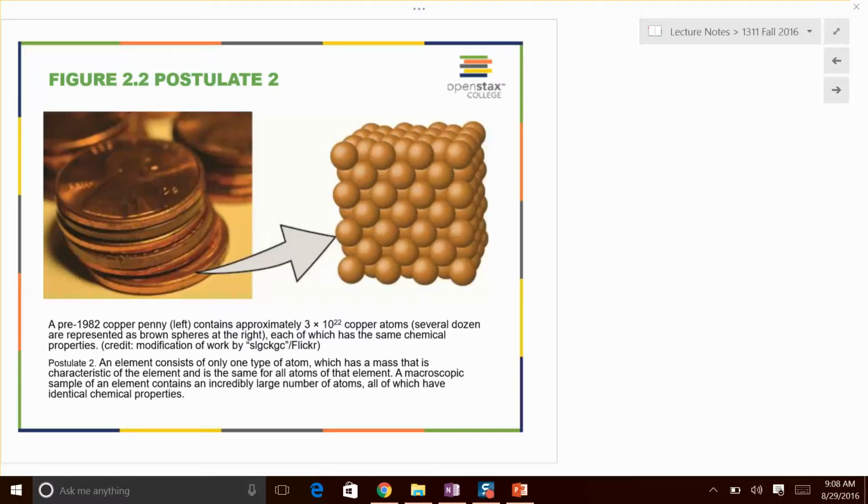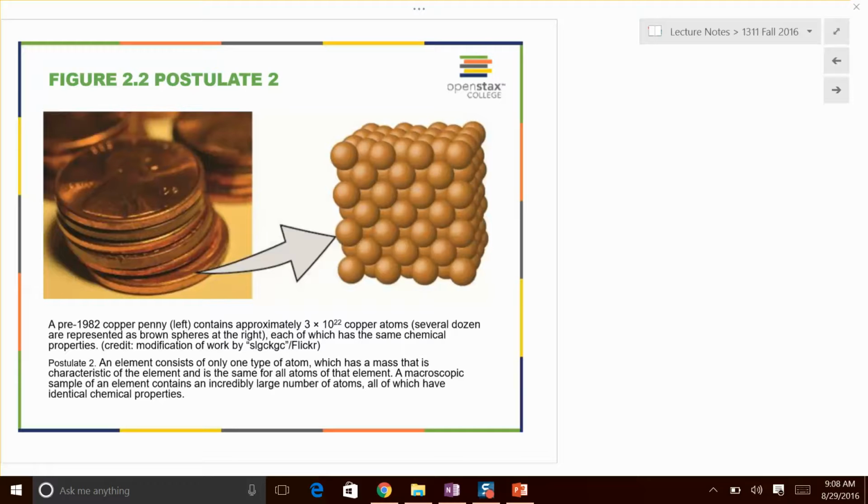Now his second postulate: an element consists of only one type of atom, which has a mass that is characteristic of the element and is the same for all atoms of that element. So he's saying that this copper has only copper atoms, and that mass is characteristic of that element. So I look here and I find the mass of copper, right?